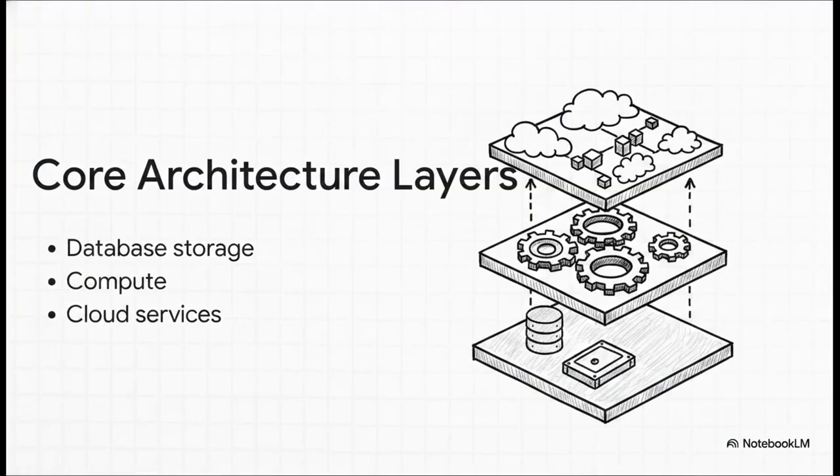All right, Section 3, 3 core architecture layers. So, now that we've got the big picture, let's peel back the floorboards of this metaphorical house and look at the 3 specific layers that make this hybrid system run. We've got 1, database storage, 2, compute, and 3, cloud services. Let's take a quick deep dive into each one.